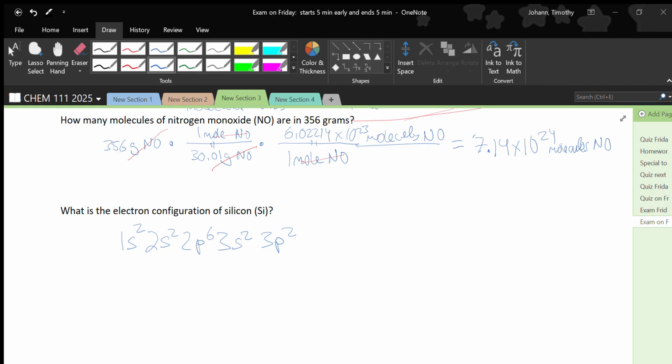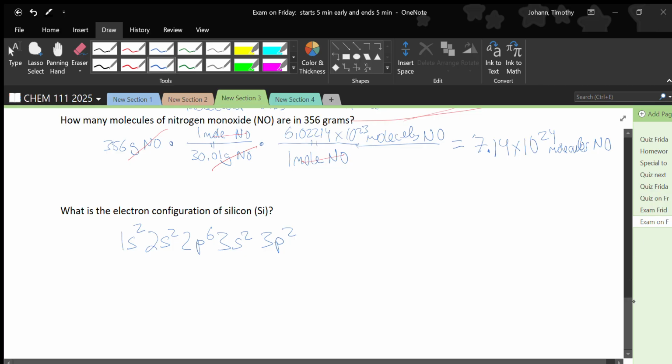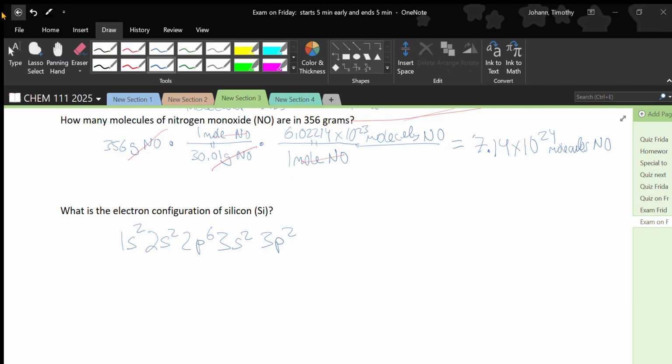But we can't see here how they're divided. This notation doesn't tell us how they're divided amongst the orbitals. So we don't need to worry about half full or partially full or anything here. We might use it later, but I don't want to spend too much time on that.